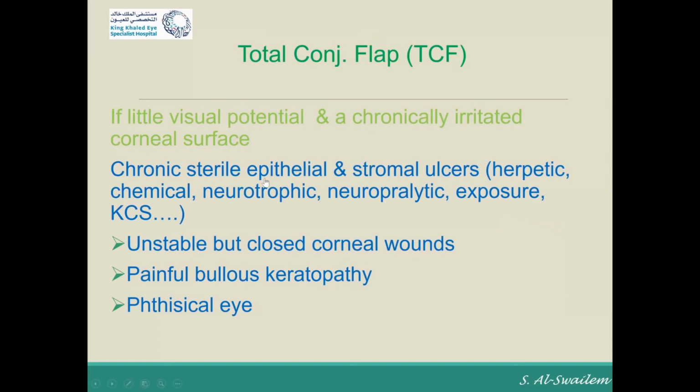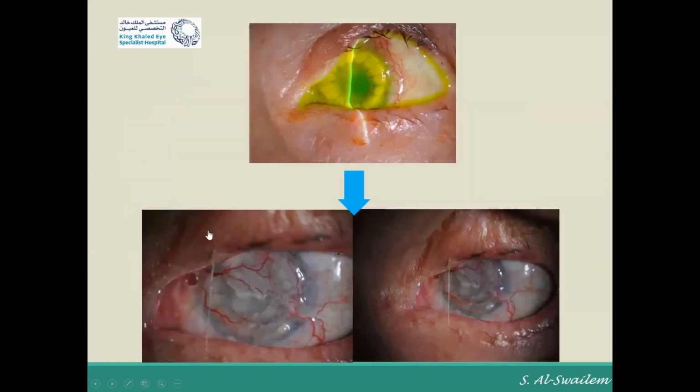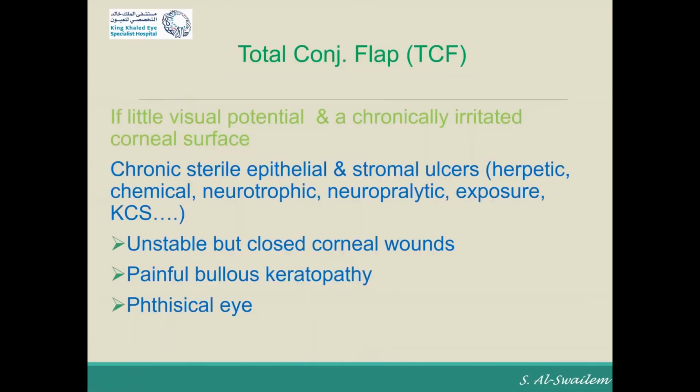If there is a chronic sterile epithelial and stromal ulcer, like herpetic, chemical, neurotrophic, neuroparalytic, or exposure, that's not responding to all the previous procedures, you can do this one. If unstable but closed corneal wounds, you can apply it, or painful bullous keratopathy, or also in an anesthetic eye with defects on the surface.